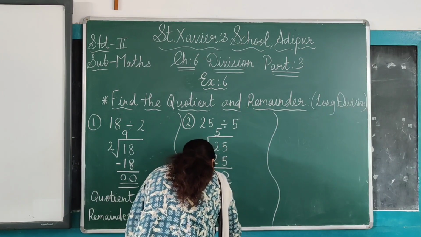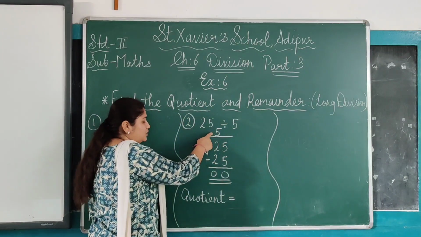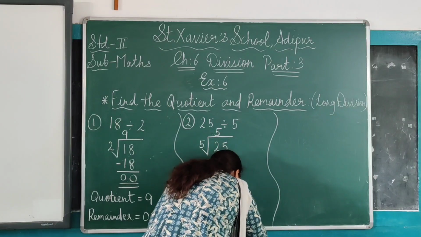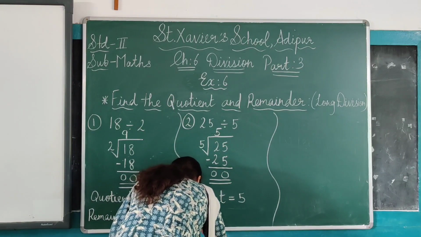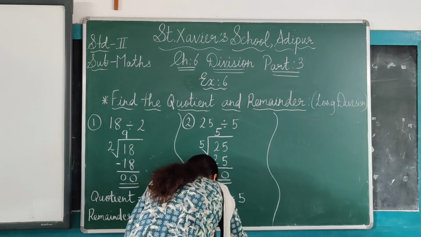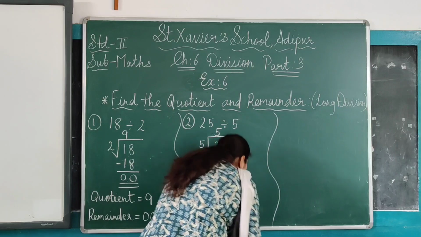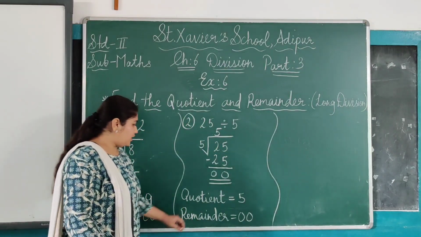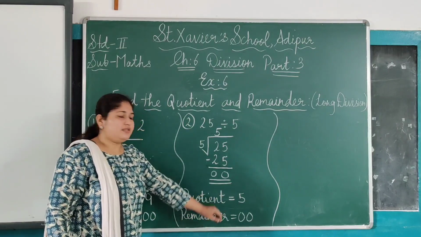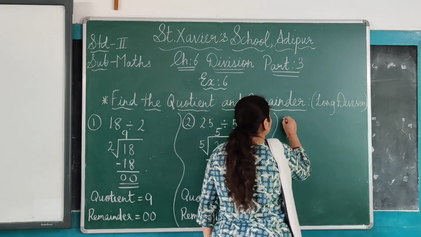Quotient. What is the quotient? See, this is the quotient. So 5 and remainder. Right? Remainder is 0. Okay? If आप सिंपल 0 लिखोगे तो भी चलेगा. Okay? Quotient is 5 and remainder is 0. Right? Now continue with the third one.